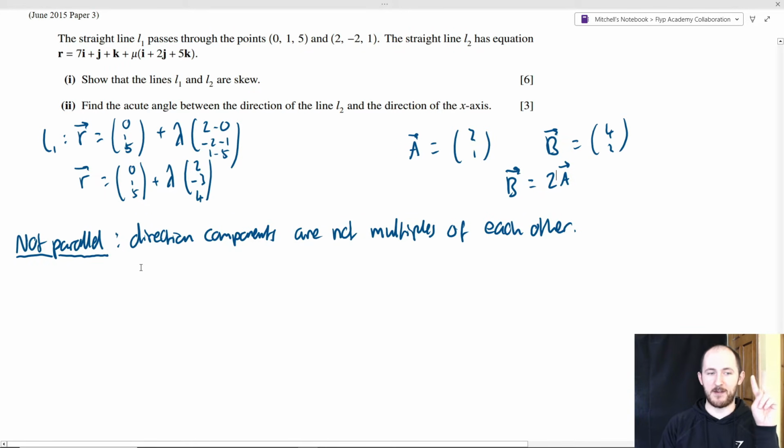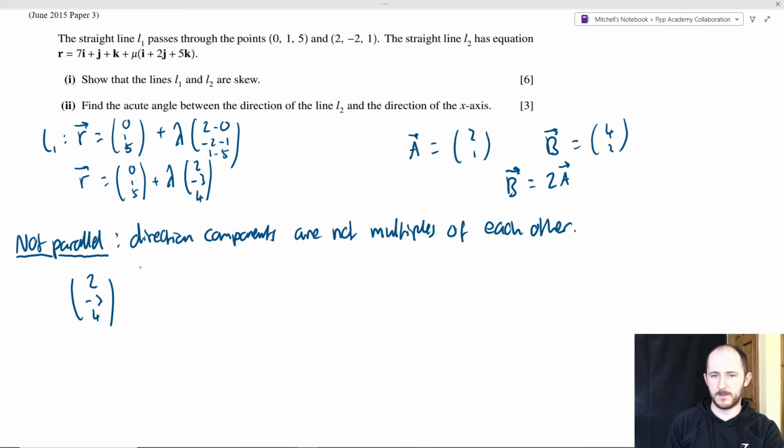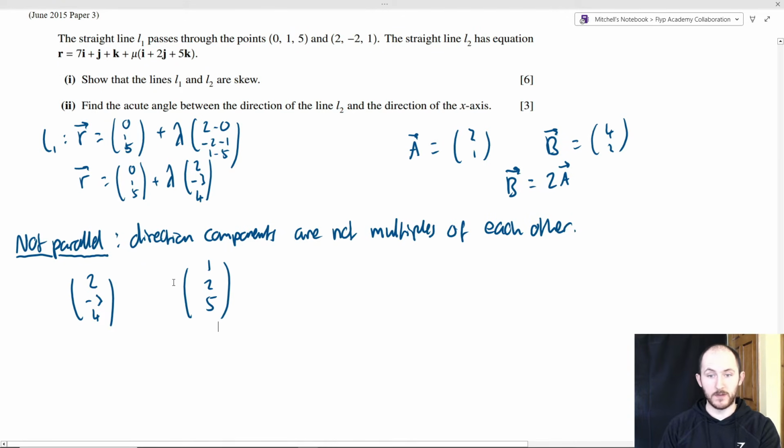So if two things are parallel and two other things are parallel to each other, then they're all parallel to each other. So if I write out just the direction components, so 2, minus 3, and 4, and I look at 1, 2, and 5, there is absolutely no constant that I can times any one of these by. It can be a fraction, it can be a decimal, it doesn't matter. That will give me to make these two equal.